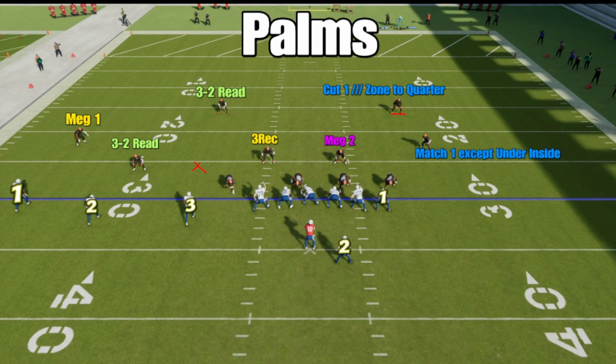So that's two birds with one stone. We help out our safety and we cut the number one. But the third bird in the stone, killing, I guess you can say, is we further discourage a run to this side. Where are they more likely to run? This way or this way?